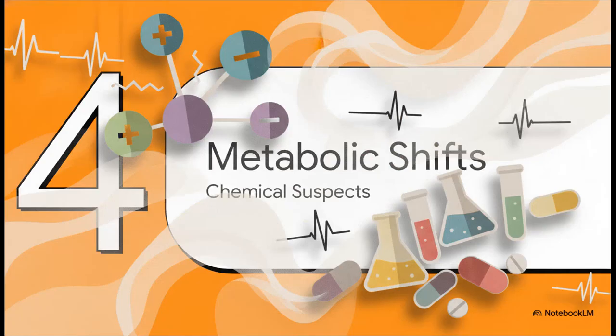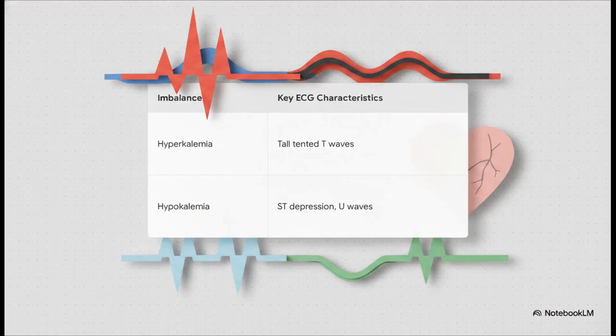That brings us to Section 4, metabolic shifts and toxins, our chemical suspects. Potassium is an absolute heavyweight here. High potassium, or hyperkalemia, is a massive, urgent threat. It literally morphs the ECG. It starts with tall, tented T waves, then it widens the QRS, and ultimately deteriorates into this terrifying sine wave pattern right before cardiac arrest.